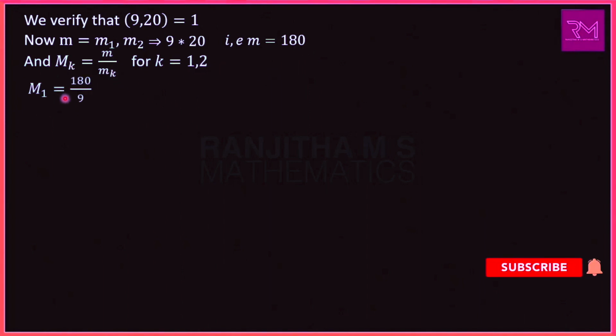So, we can take capital M1 as small letter m, 180, divided by small m1, 9. 180 by 9 is 20. Similarly, M2 is 180 divided by small letter m2, 20. Therefore, we get 9. Next, M1 is 20 and M2 is 9.